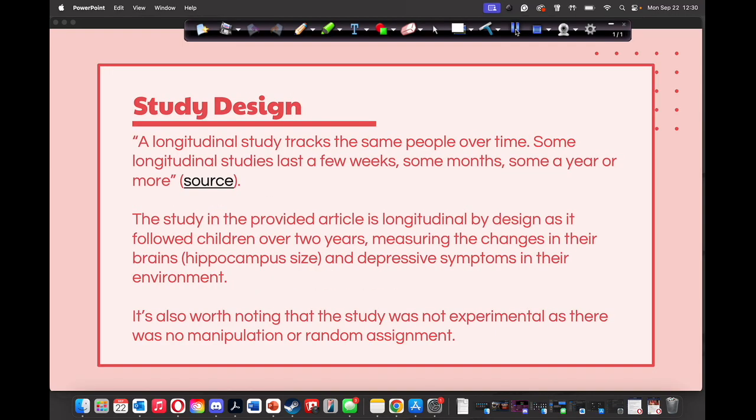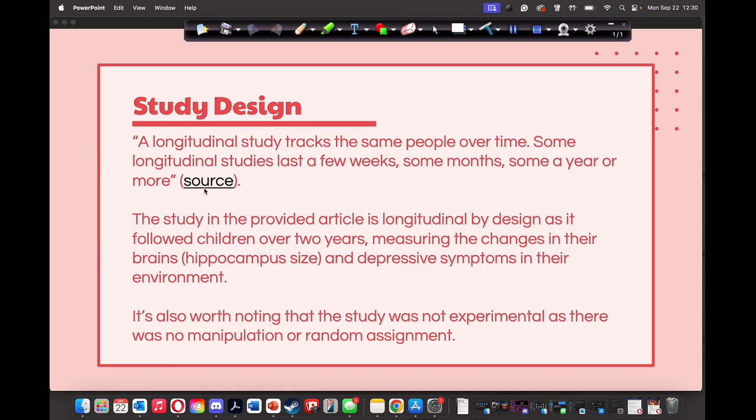So onwards to the study design. I pulled this from the textbook. A longitudinal study tracks the same people over time, which this study surely does for the course of 2 years. Some longitudinal studies last a few weeks, some months, some a year or more. And this study again lasted for 2 years.